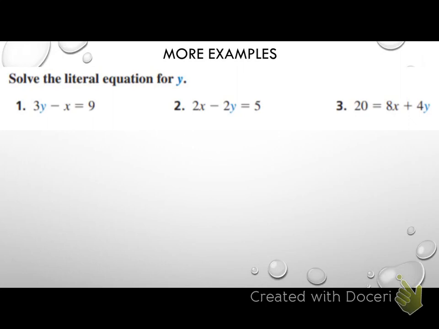3 more examples here. Solve the literal equation for y. So on all of these, we want to get y by itself. 3y minus x equals 9. Any ideas for my first step here? Very similar to what we did on the previous example.